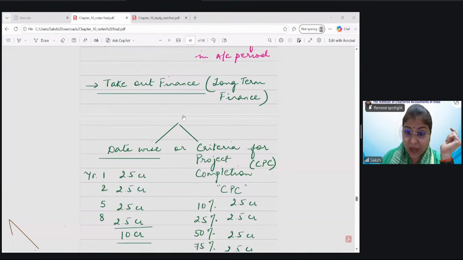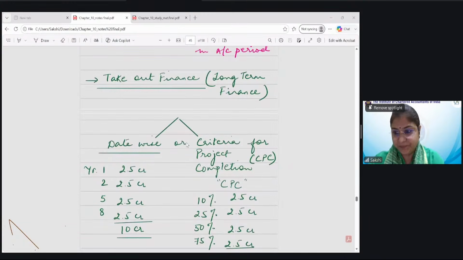Okay. Now, another important concept. Why do I say important? Because it is new. So please give your 100% to understand takeout finance. Takeout finance means whenever you need money, you go to the bank, you ask the bank and take out the finance. Bank is financing and you are taking out the finance, making use of that bank's money. On every occasion you are taking money from the bank. That is called takeout finance as and when required.